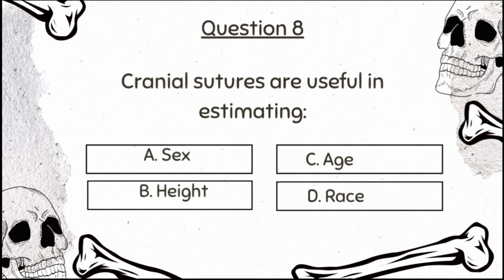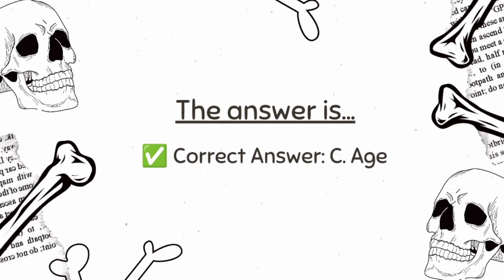Up next, we have our question number 8. Cranial sutures are useful in estimating option A, sex, option B, height, option C, age, option D, race. And the correct answer for this question is option C, age.